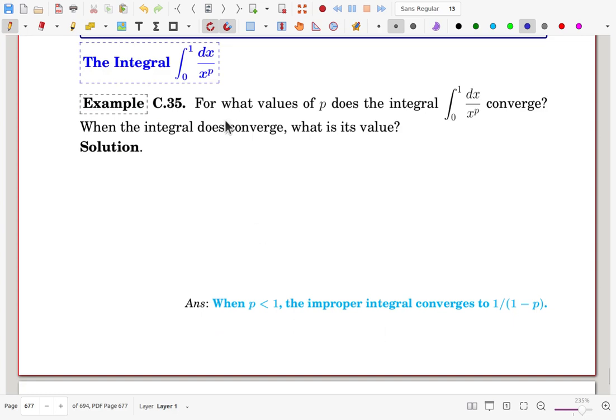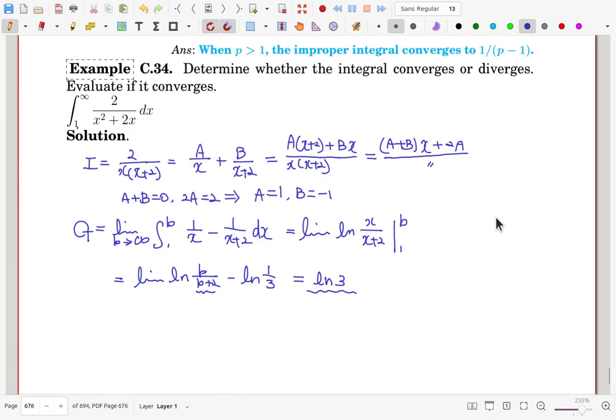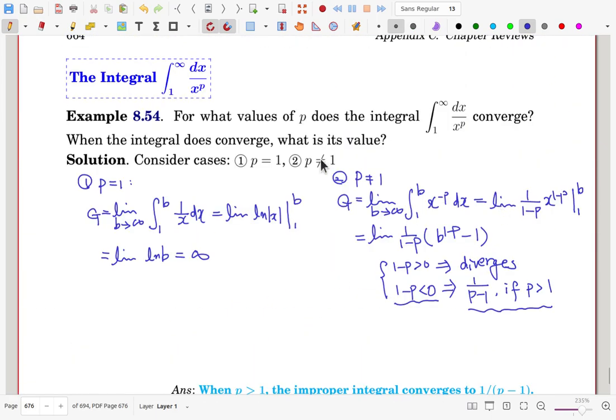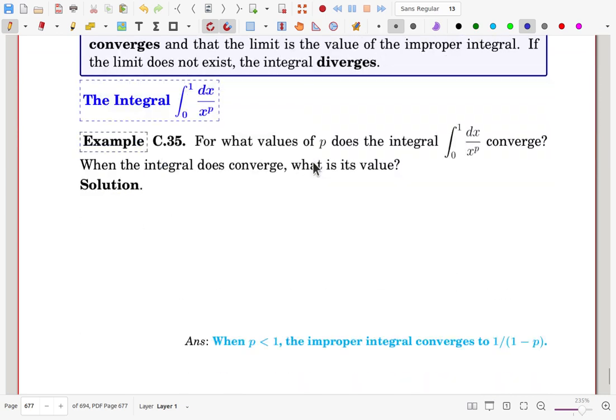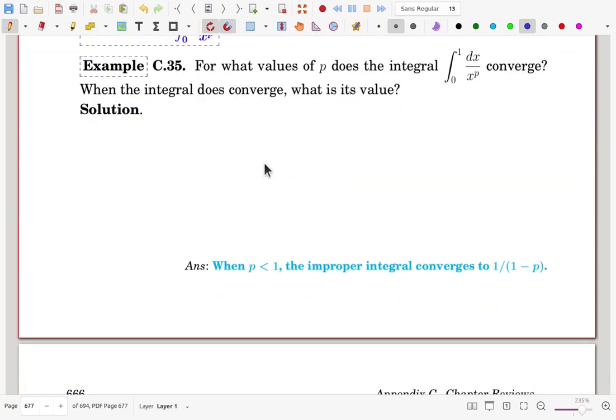Let's see this problem. For what values of p does the integral from 0 to 1 of 1 over x to the p dx converge? For this one, you can solve the problem exactly the same way as for the earlier one. You consider the case p equals 1 and p not equal to 1 and try to solve the problem. Just do it yourself.